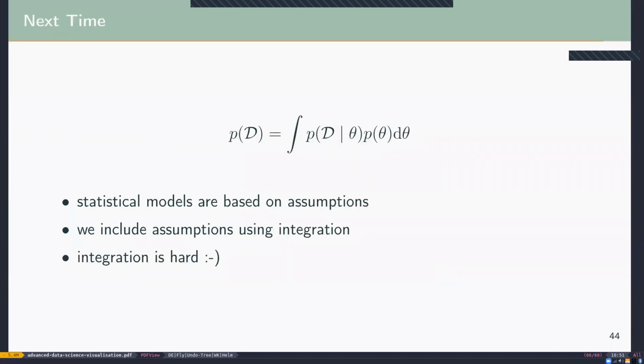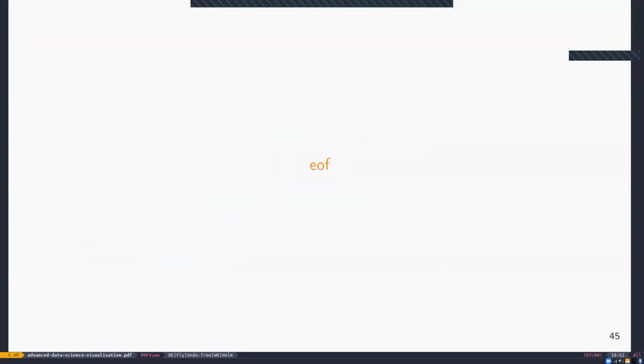Cool. So next time then, we are going to look at effectively how we can do generative models for these kinds of things. And basically, all of this becomes intractable straight away. Then we're going to look at how we can approximate effectively this integral and see different ways of doing that. Cool. So with that, I'm going to wrap up. And are there any questions?